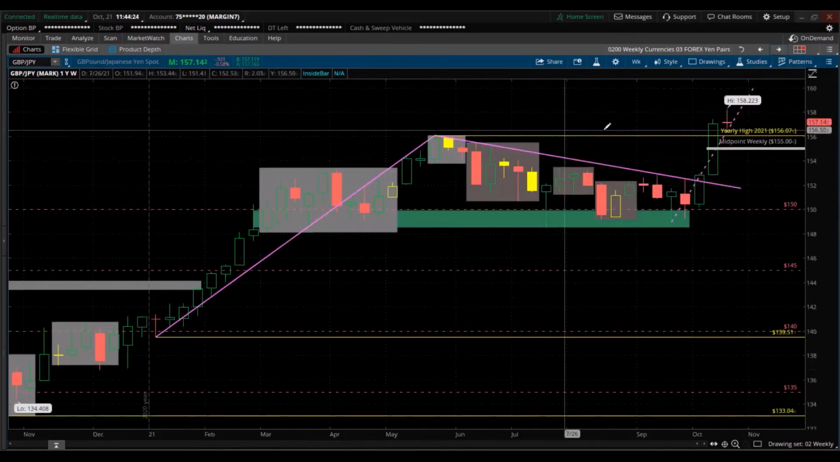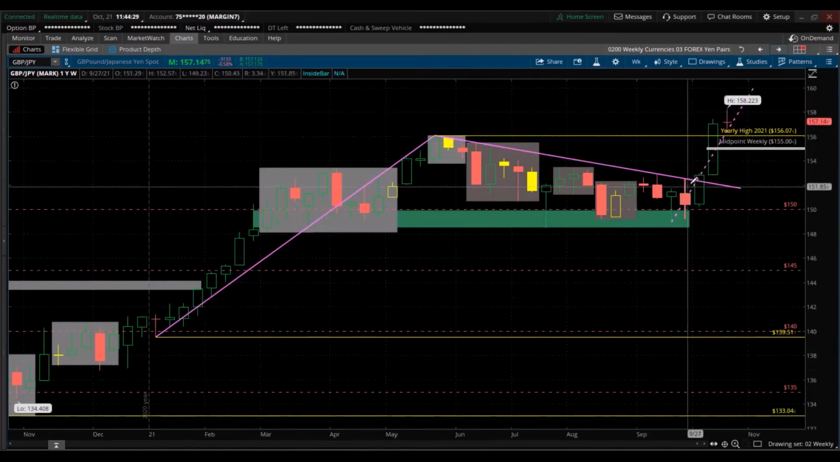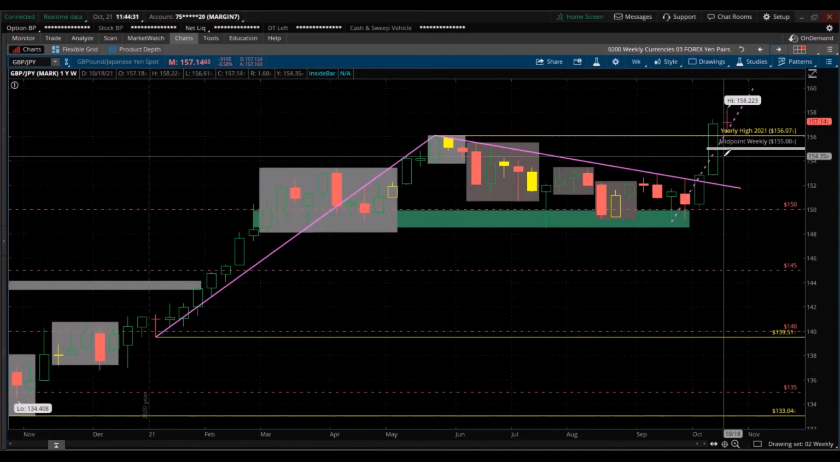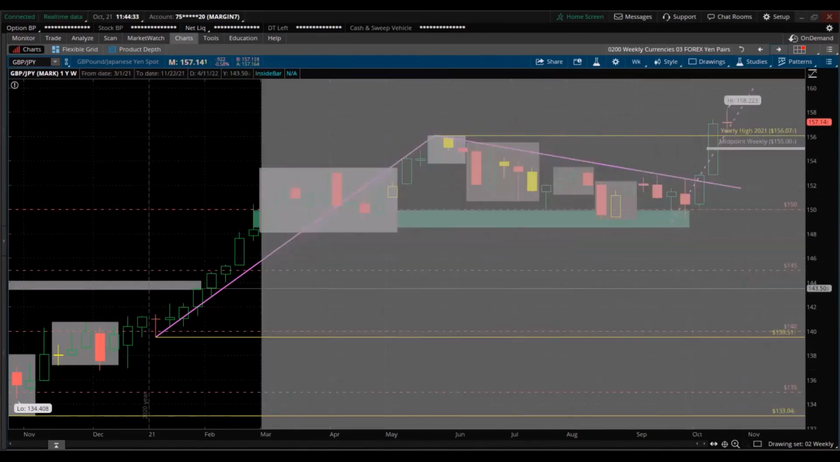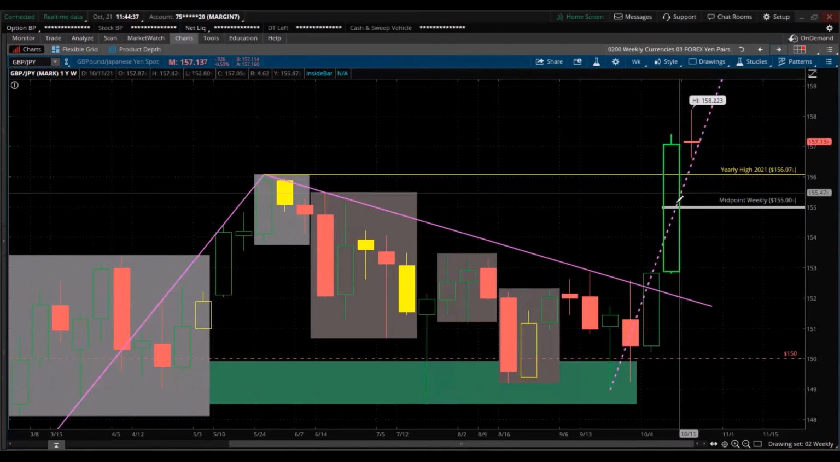Pound, yen. Yeah, wow, same thing. Going higher, giving strength to the pound. Got that. Huge top on there. It's not done yet, but I got the look.